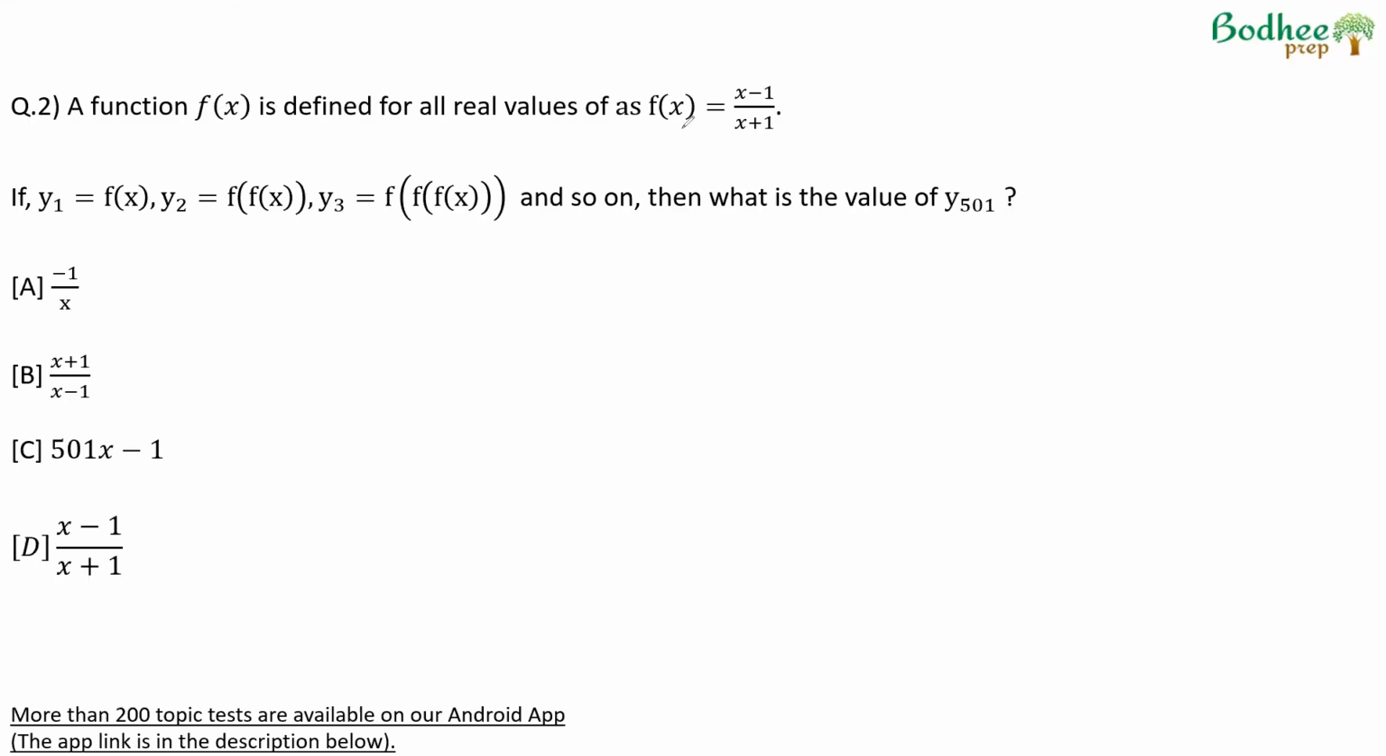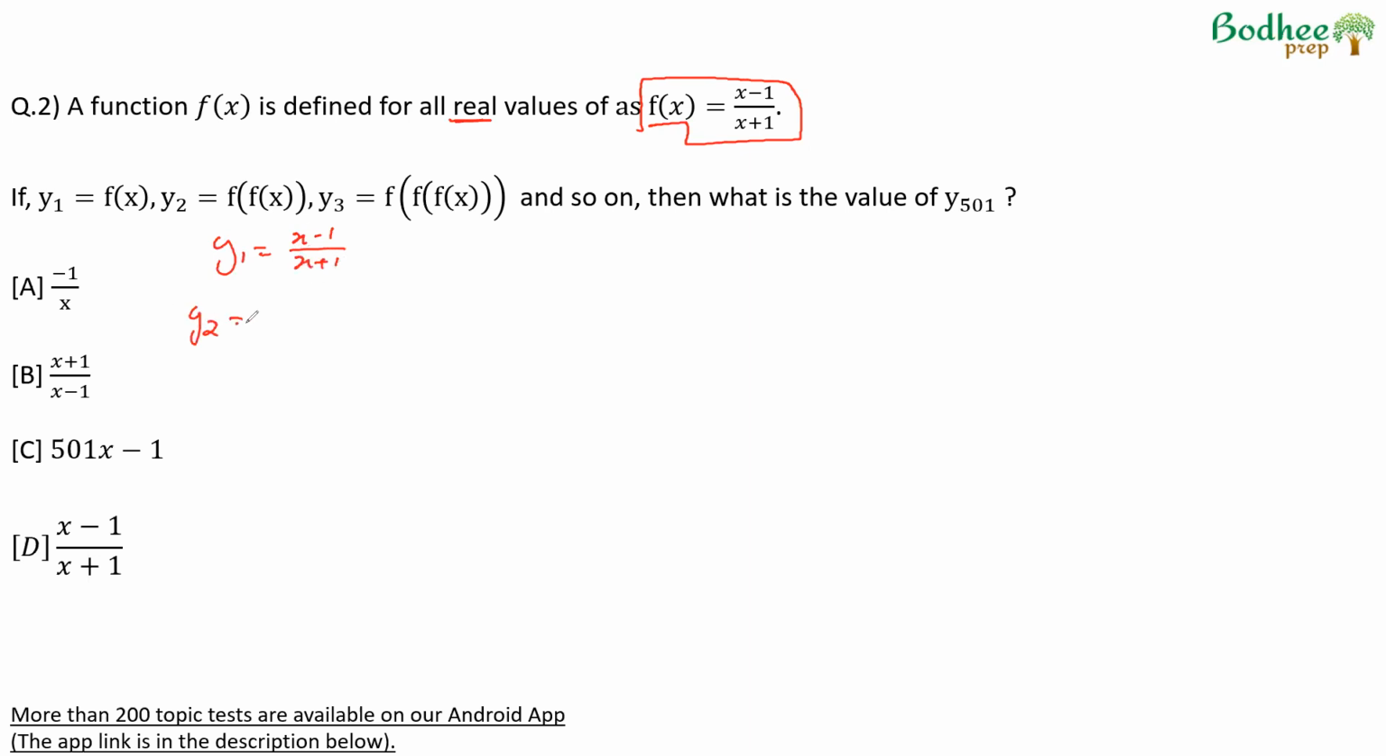A function f(x) is defined for all real values of x as f(x) = (x-1)/(x+1). So y1 is f(x), y2 is f(y1), and so on iteratively. We have to find the value of y501. So y1 simply is (x-1)/(x+1).